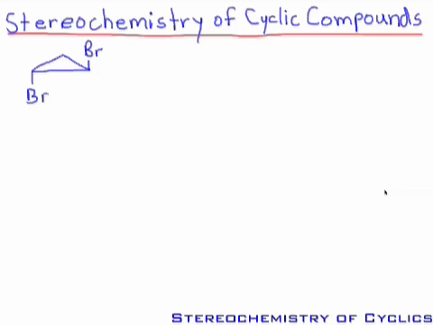In this lecture, we're continuing our investigation of stereochemistry by looking at the stereochemistry of cyclic compounds. The molecule you see before you is a geometric isomer of cyclopropane. It has 3 carbons in a ring structure.